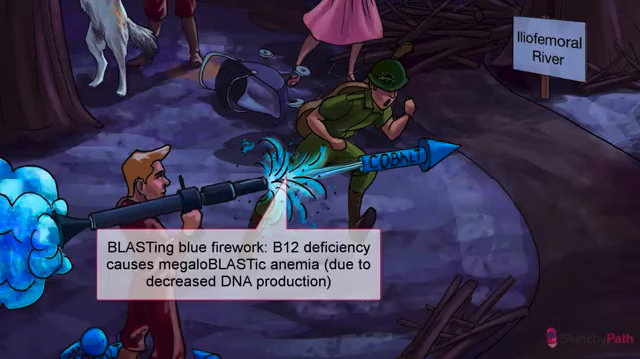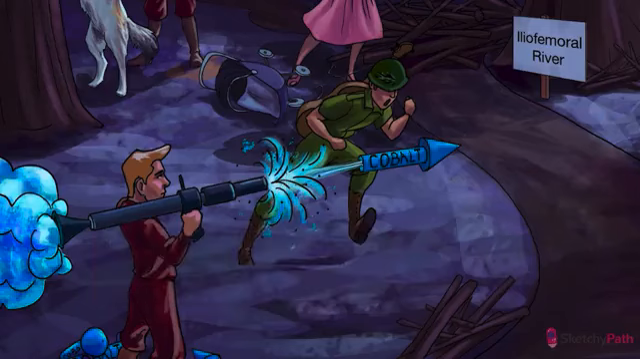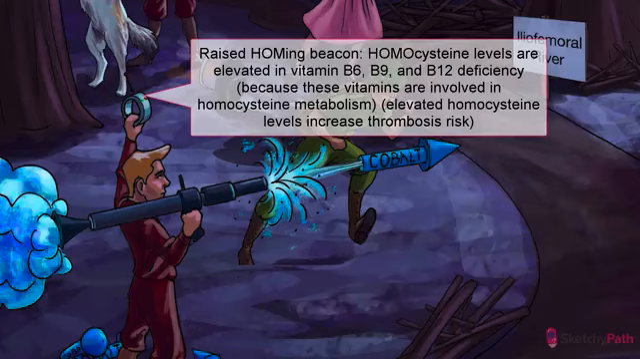This time, however, it's not a lack of something we're worried about. It's too much of something. Homocysteine, to be exact, symbolized by the homocysteine homing beacon. Looks like he's hot on the escapee's trail. Vitamin B6, B9, and B12 are all involved in the metabolism of homocysteine into other amino acids. Therefore, deficiency of any of these vitamins will result in elevated homocysteine levels, also called hyperhomocysteinemia.